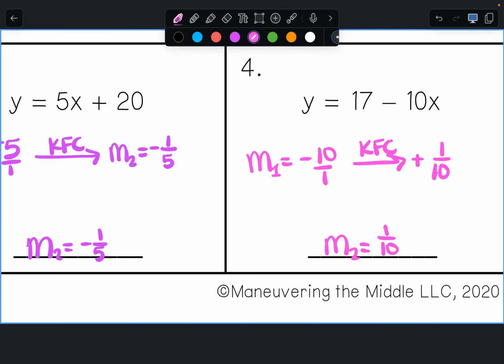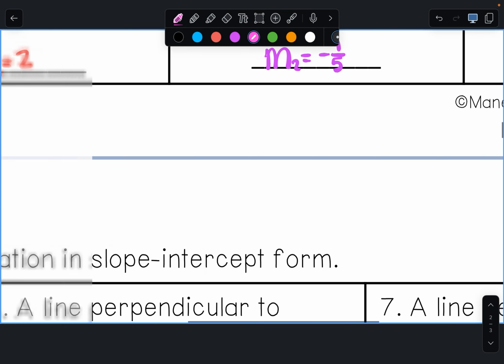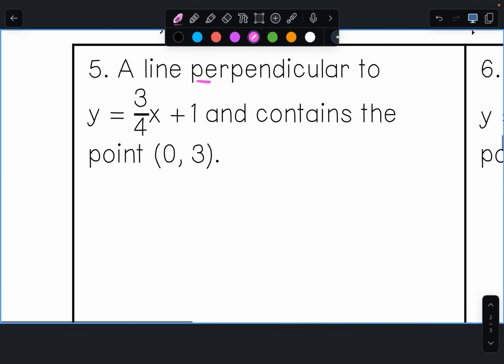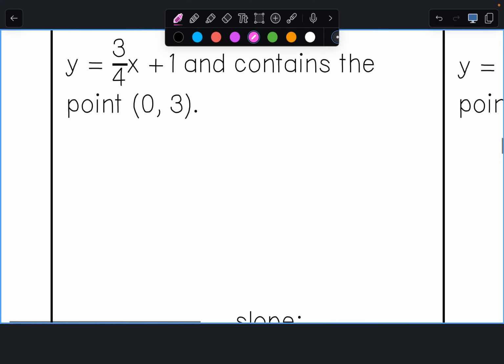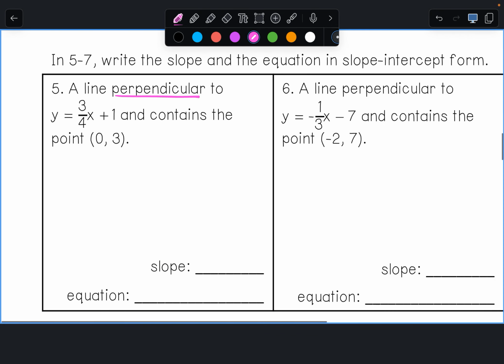Number 5. We're going to write the equation of a line perpendicular to this one. To write the equation of a line, you need 2 things: the slope and the y-intercept. The slope of the original line is 3 over 4. Because we need to find the perpendicular slope, we use KFC. So the slope of the new line is going to be negative 4/3.